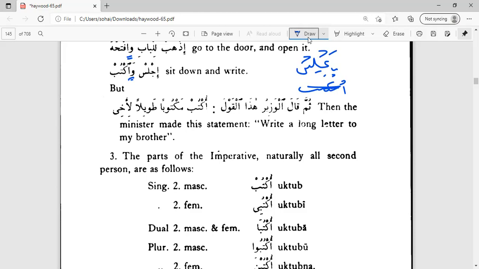Okay, so then he gives another example. Thumma qala al-waziru hadha al-qawla. Then the minister made this statement: write a long letter to the brother. Uktub maktuban tawilan lil akhi. So here nothing joins. We say uktub. We don't say laktub because all of this is in speech marks, so it's like a new sentence. That's why.